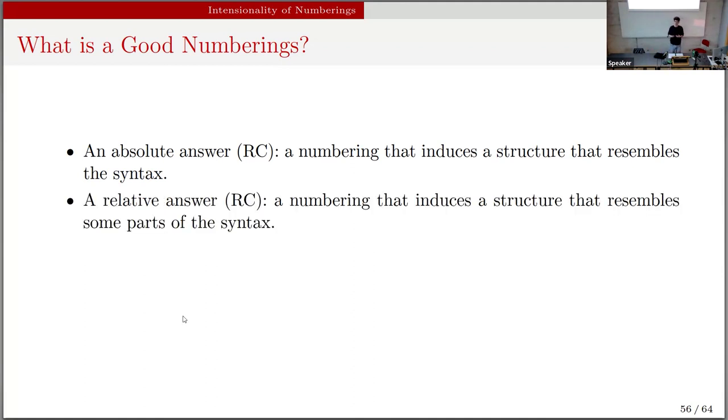Then we can give a somewhat relative answer, again, only with respect to this resemblance principle. And this answer will not be an answer to the question, what is a good numbering tout court, but it's going to be an answer to the question, what is a good numbering with respect to certain syntactical properties. And so here, well, the numbering has to resemble those certain syntactical properties. It doesn't have to resemble the whole syntax. So if I care only about negation in the syntax, well, the numbering just has to resemble how negation behaves in the syntax. Or if I care only about formulas or proofs that have less than 1,000 symbols, well, the numbering just has to get correct the syntax that has to do with proofs that have less than 1,000 symbols.